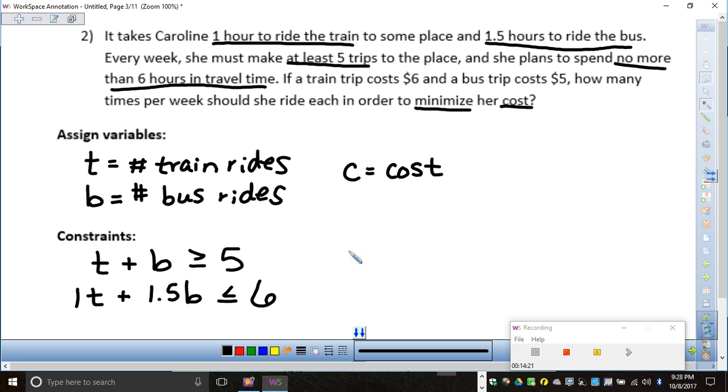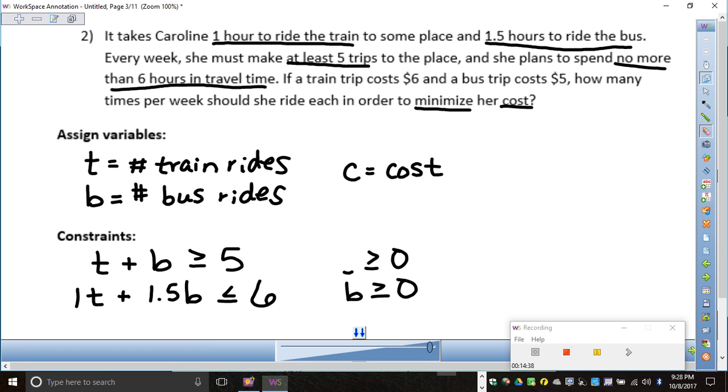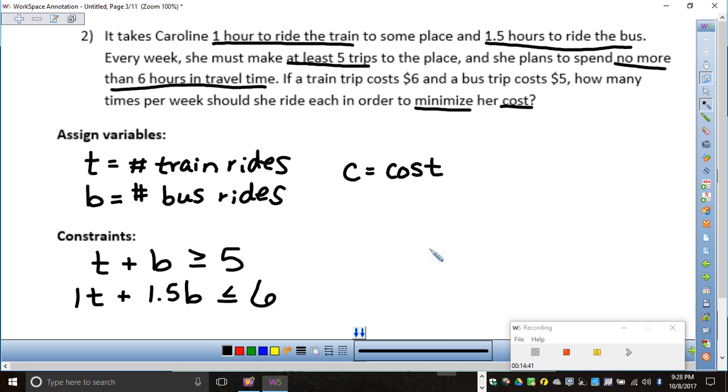Now on this one, we don't really need those other constraints, T greater than 0 and B greater than 0, because the first constraint says that total has to be greater than or equal to 5, that sort of takes care of it. So that's implied that yes, it is only going to be a positive number.